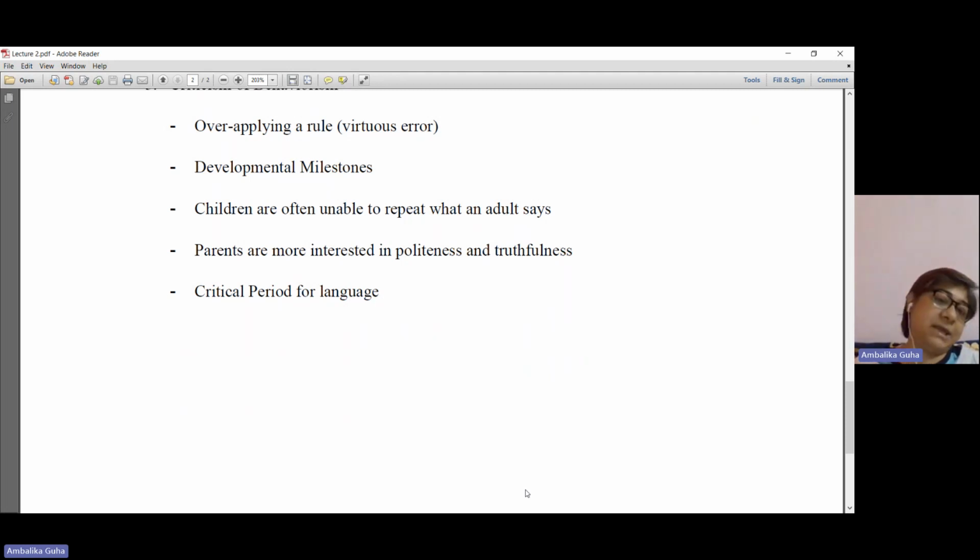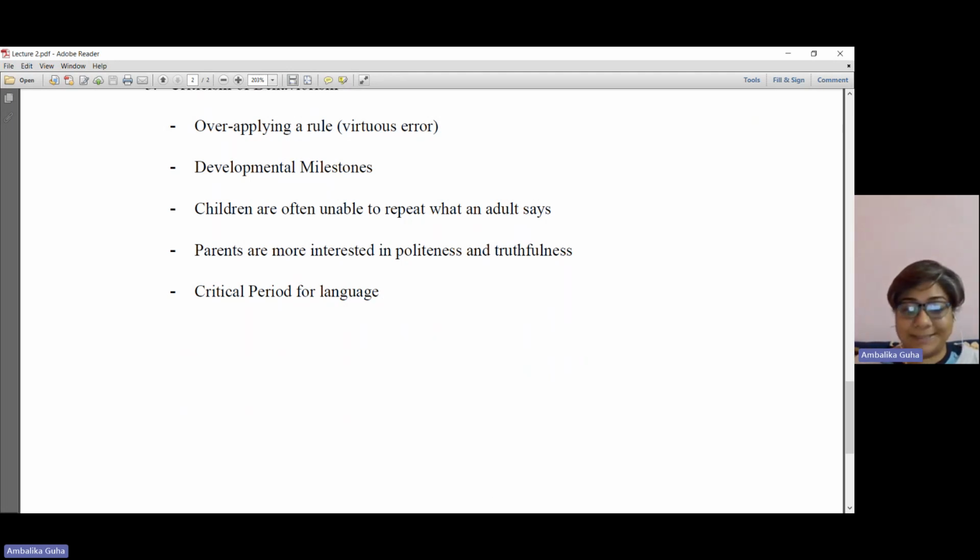And this again goes against the claim of behaviorists that children acquire language from the environment. Whatever the child hears, the child imitates it. It goes through a stimulus response process.